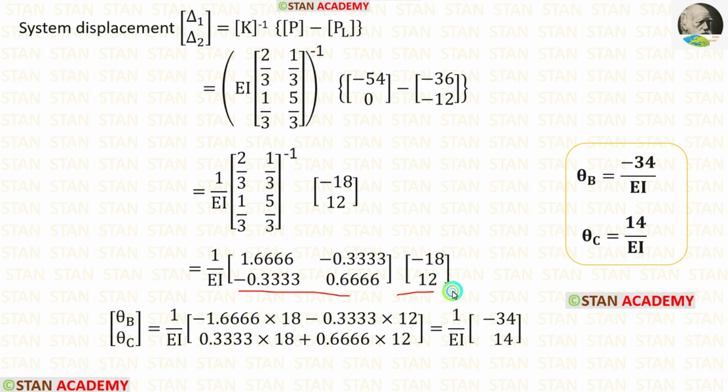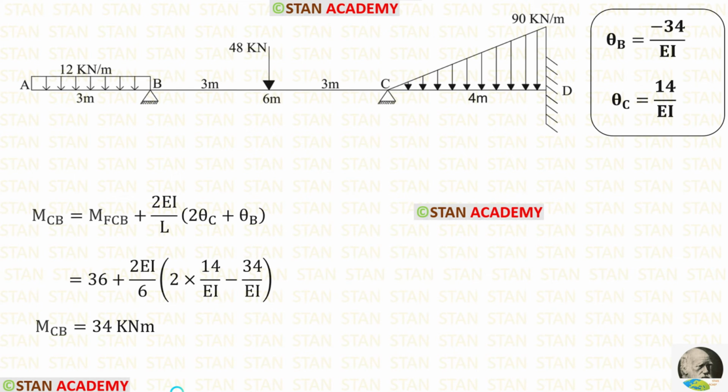Then we have to multiply these two matrices. After multiplying, we are getting the values of theta b and theta c. In this analysis, we have calculated both of the unknowns. Now we can make the slope deflection equations and apply these unknowns and find the final moments. Now let us make the slope deflection equation for the span BC. In the span BC, only make the equation for MCB because we have already calculated MBC. So no need to make the equation for MBC and waste the time.